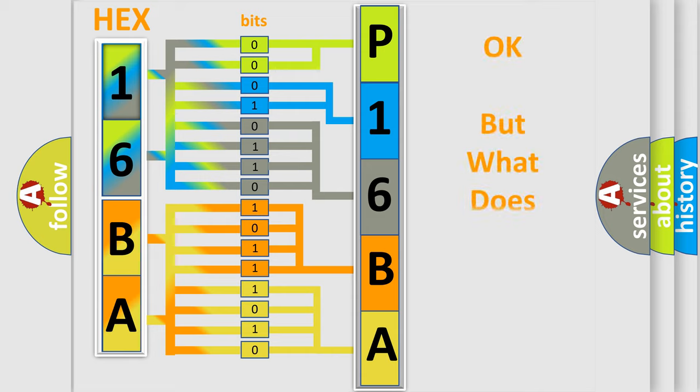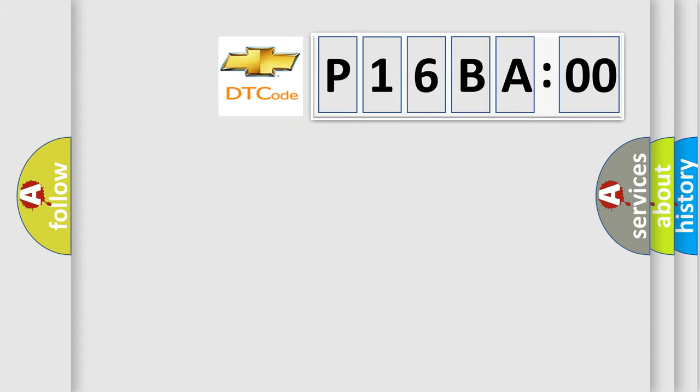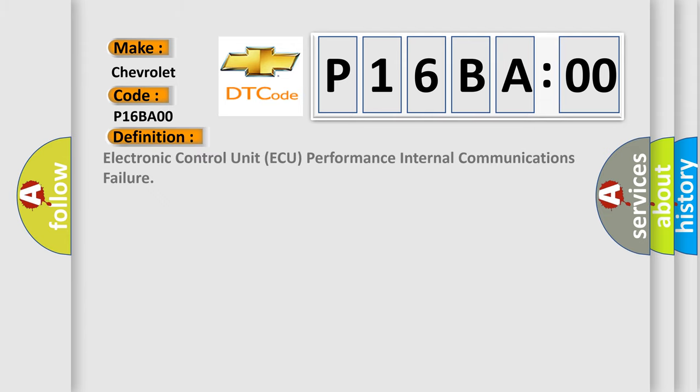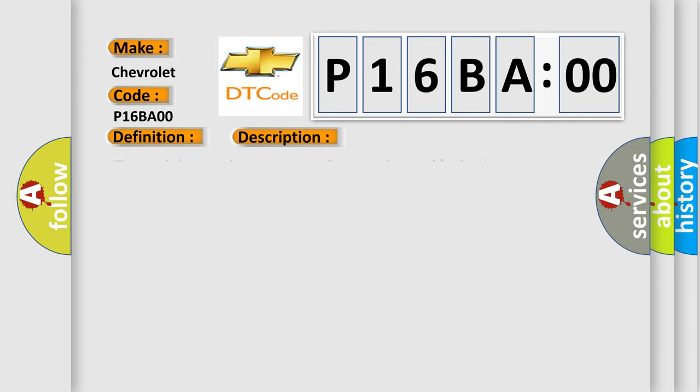The number itself does not make sense to us if we cannot assign information about it to what it actually expresses. So, what does the Diagnostic Trouble Code P16BA-00 interpret specifically for Chevrolet car manufacturers? The basic definition is: electronic control unit AQ performance internal communications failure. And now this is a short description of this DTC code.